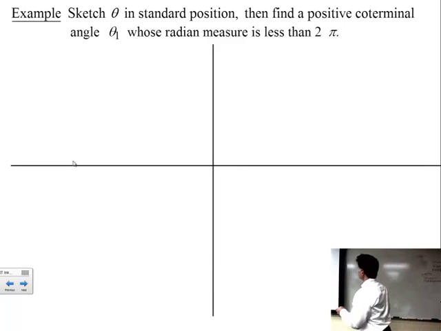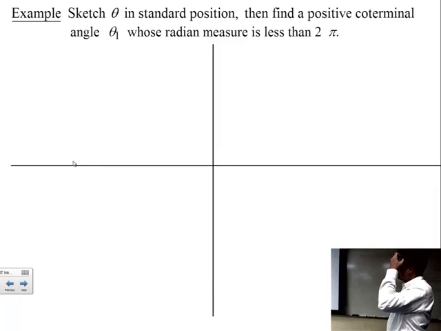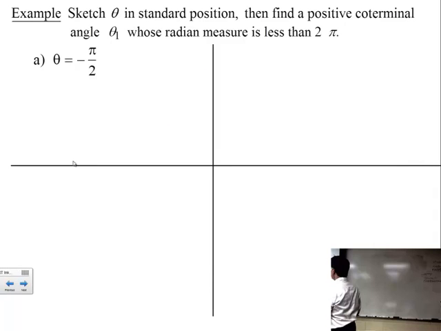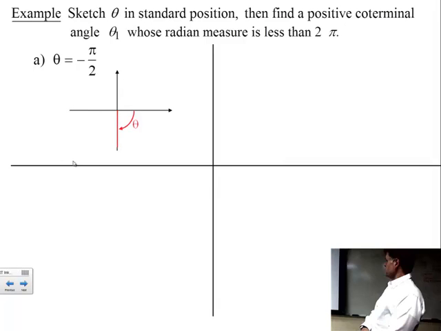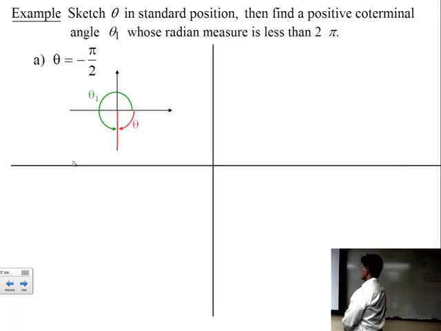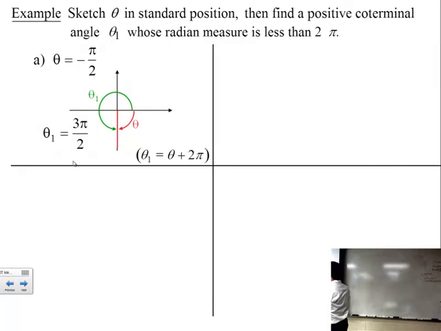Let's do some more examples. Let's sketch the angles in standard position and find a positive coterminal angle whose radian measure is less than 2 pi. So, minus pi over 2. That looks like that. So what's coterminal with it in this range, 0 to 2 pi? It would be 3 pi over 2. So it would look like that in the green. So in this case, theta 1 is theta plus a complete revolution.